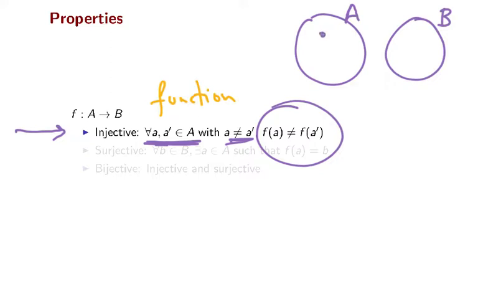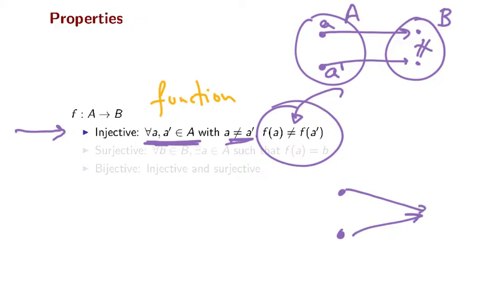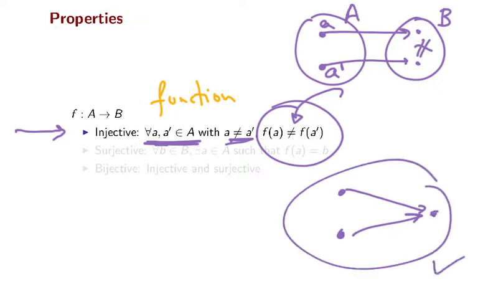So that means that if you have one element here and another element that are different, what has to happen is that they have to go to different elements here too. It cannot be that two different elements go to the same element. Okay, so this is okay for being a function, but it's not okay for being injective. Injective means that if we have different elements in the domain, they have to be sent to different elements in the codomain.